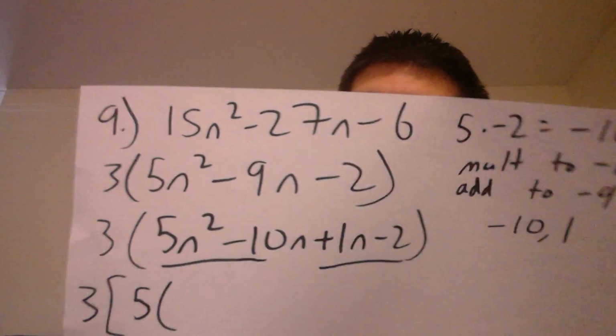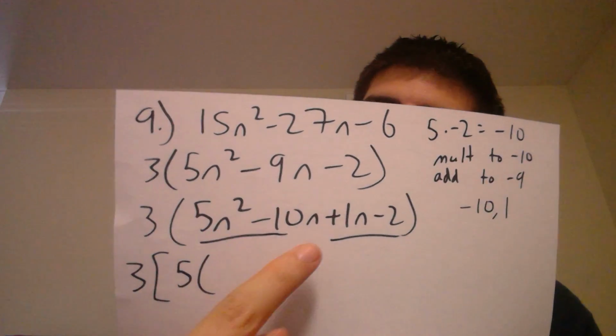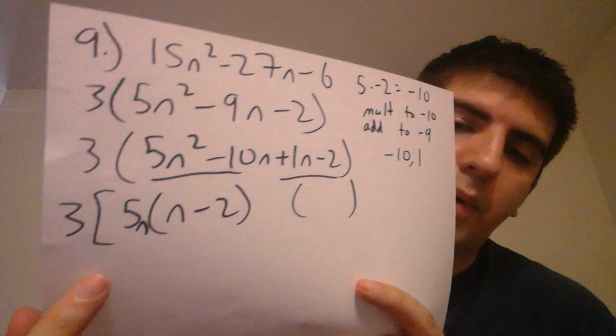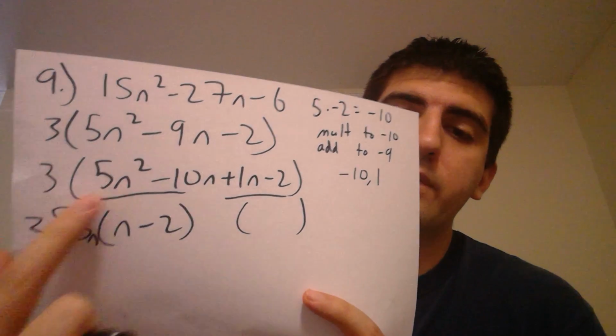And the greatest variable I can pull out would just be a single n. Because this has 2 n's, this is 1 n. I can't pull out 2 n's when there's only 1 n there. So I'm going to pull out 5n. That should be 5n. Okay? So now we ask ourselves, 5n times what gets me 5n squared? Well, 5n times n gets me 5n squared.